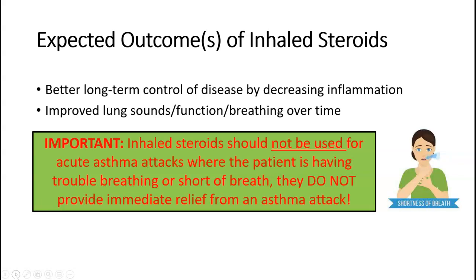And so it is very important, which is why it's in the green box with the red letters, that these not be used for acute asthma attacks where the patient's having trouble breathing or shortness of breath, because they do not provide immediate relief from an asthma attack. Remember, these are not bronchodilators. These are anti-inflammatory. So you can get rid of some of the inflammation in there. You can even just begin to address a little bit, but the patient's still going to be bronchoconstricted with this drug.